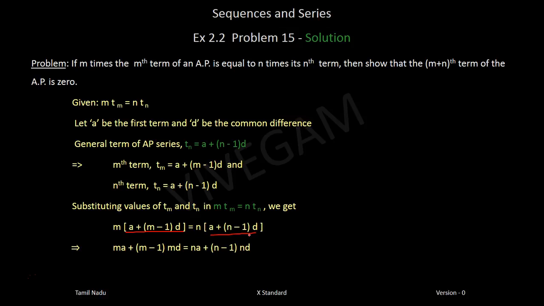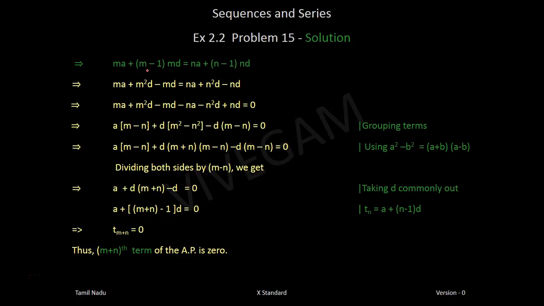Now I'm carrying the same equation here for easy continuity. Now we'll simplify this. So you get ma plus m square d minus md. Similarly, this will be na plus n square d minus nd. Then you bring everything to the left side. So ma plus m square d minus md.